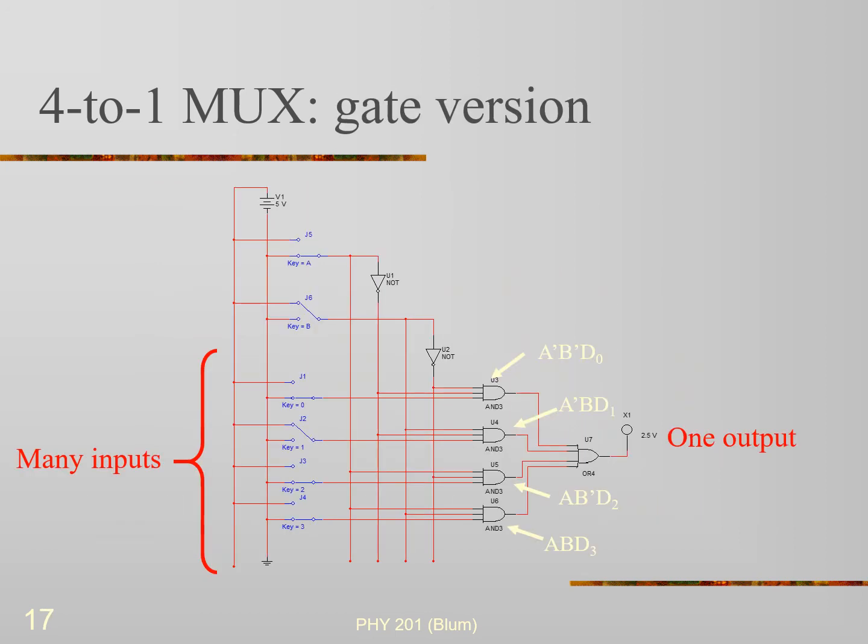When we simplify the 4-to-1 MUX, what we get when we're done is all the combinations of AB: A prime B prime, A prime B, A B prime, AB, and then each one is associated with one of the data inputs. So A prime B prime D0 plus A prime B D1 plus A B prime D2 plus AB D3. So the data inputs are never primed, and we get all possible combinations of AB, and each combination of AB is associated with one of the data inputs.